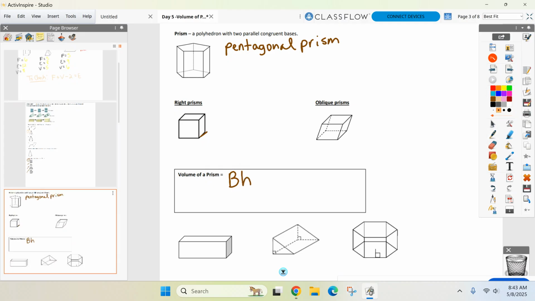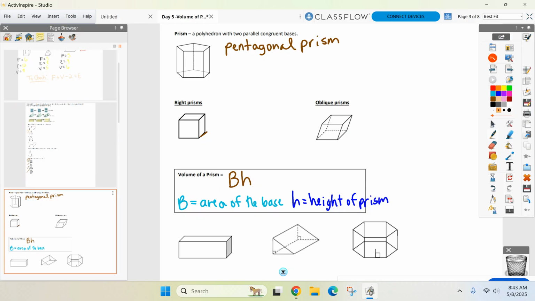Because capital B does not mean base. I think it says it on your formula sheet, doesn't it, what it means? What's capital B stand for? The area of whatever the base is, all right? So please make sure capital B is going to be area of the base, whatever shape it's in. And H is the height of the prism.